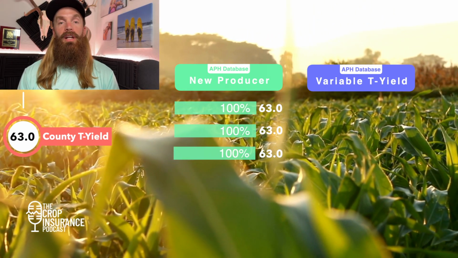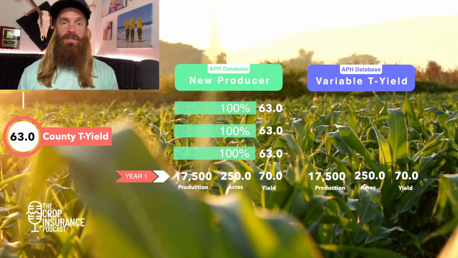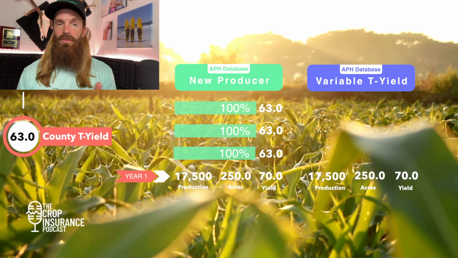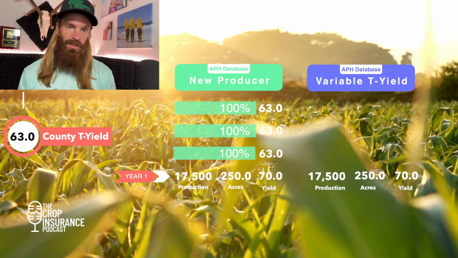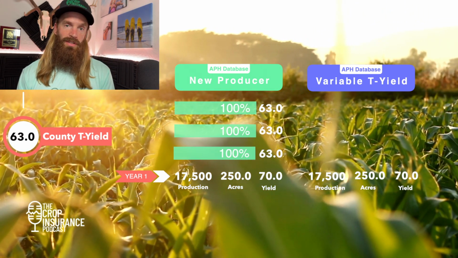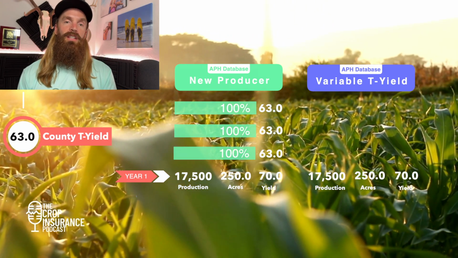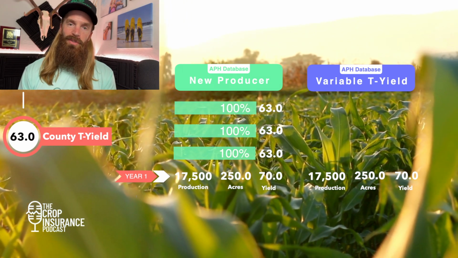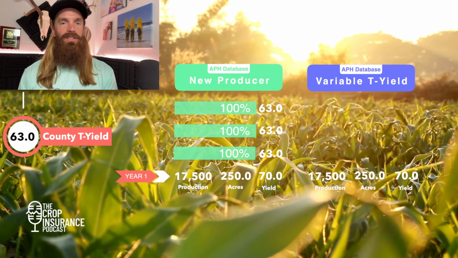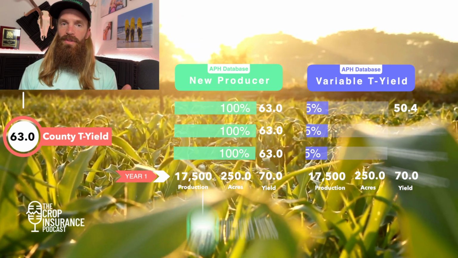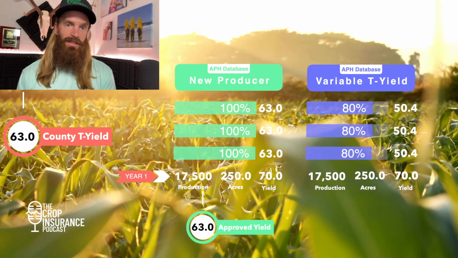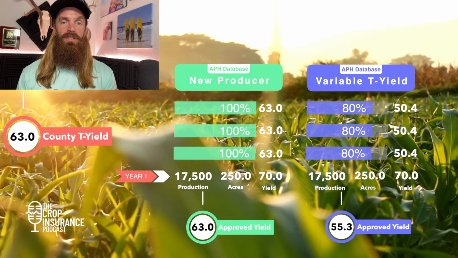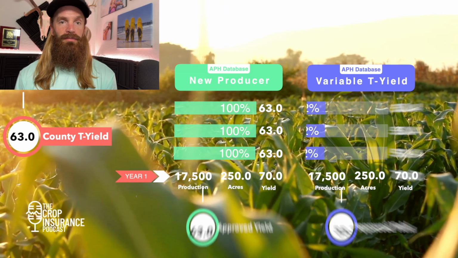So now we're entering our first year of production into our tables. Both tables are going to still use that 70 bushel average the same because there's no difference because it's your actual production. But the remaining 3 years that you need to calculate your approved yield, you're going to use your county T yield, but you get a different percentage whether you're a new producer or using the variable T yield. So if you're a new producer, you get 100% of those. And if you're a variable T yield rules, you're going to get 80%. So right here, you can see the difference between the two is starting to get pretty substantial.